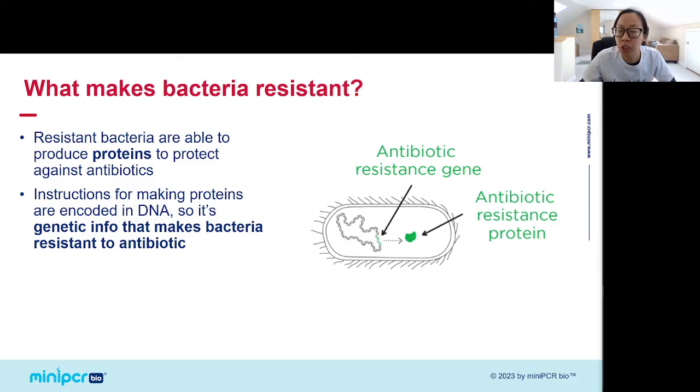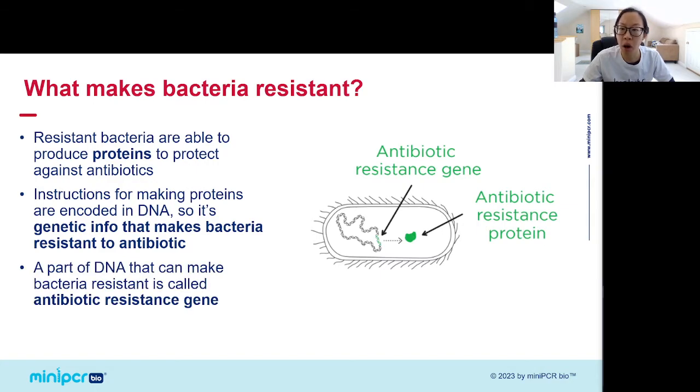Now, the instructions to make these proteins, like all proteins, are encoded in the bacteria's DNA. So therefore, it's the genetic info that gives bacteria resistance to antibiotics. And we call the part of the DNA that encodes the protein responsible for resistance the antibiotic resistance gene.